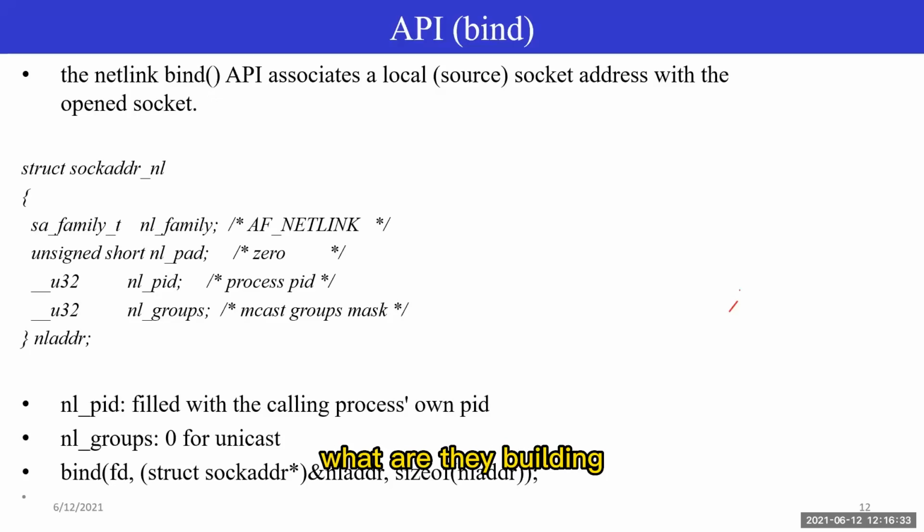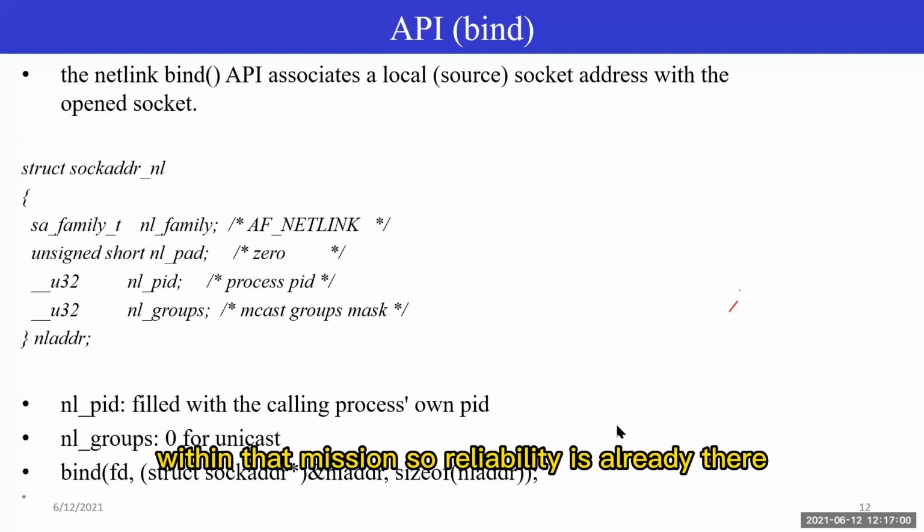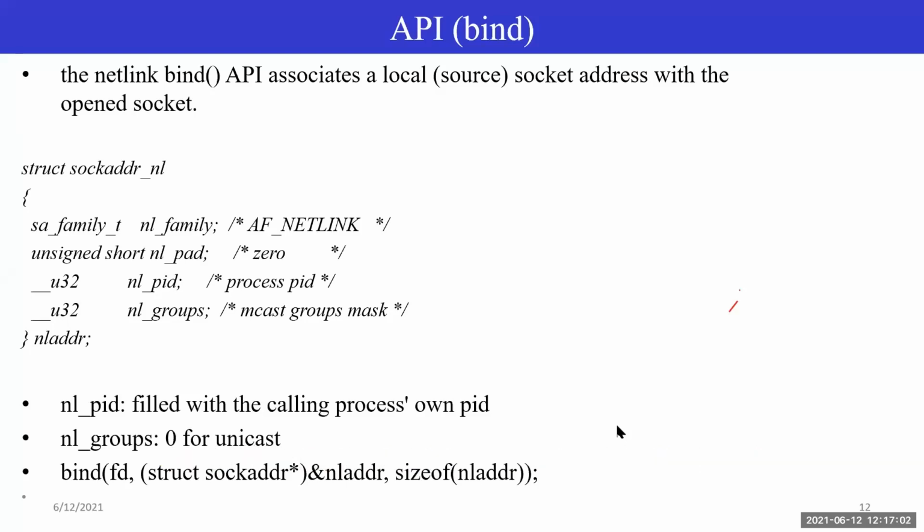I have a question here. Netlink is a datagram oriented service, right? Yes. It supports SOCK_RAW and SOCK_DGRAM. Does it support SOCK_STREAM as well? No, as I said, SOCK_STREAM is not supported. So that means it only supports UDP-like traffic. Okay, so what about the reliability? As I said, reliability is a concern between two remote machines. Here, it is communicating within that machine, so reliability is already there.